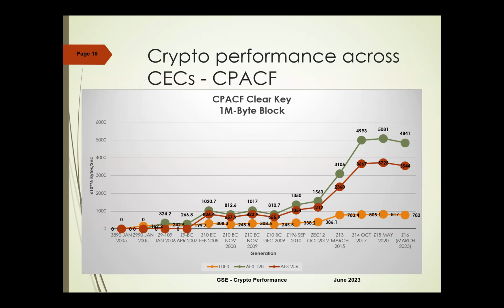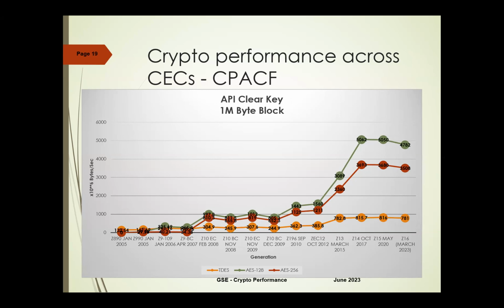In this case, we're talking about an encrypt operation. If you're looking at a financial ATM PIN operation, the numbers are going to be a little bit different. The way this graph would look would be a little bit different for each of those. So the previous one was using a clear key operation. This is using an API. So it's got the overhead of ICSF involved.